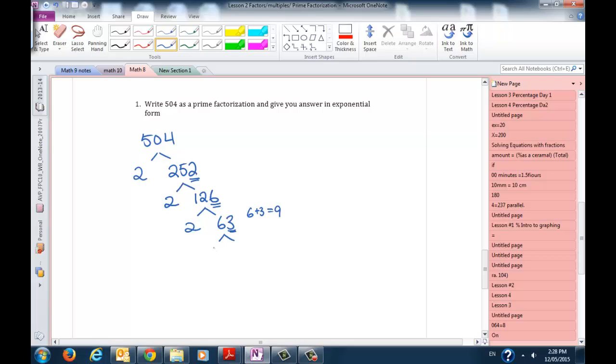So I know 63 is divisible by 3. And in fact, when divided by 3, we get 21. And again, notice 2 plus 1 is 3, so 21 is also divisible by 3, and that equals 7. So my tree is beautiful, but it's asking me to write it as a prime factorization in exponential form. So I'm going to start off with writing it in expanded form.